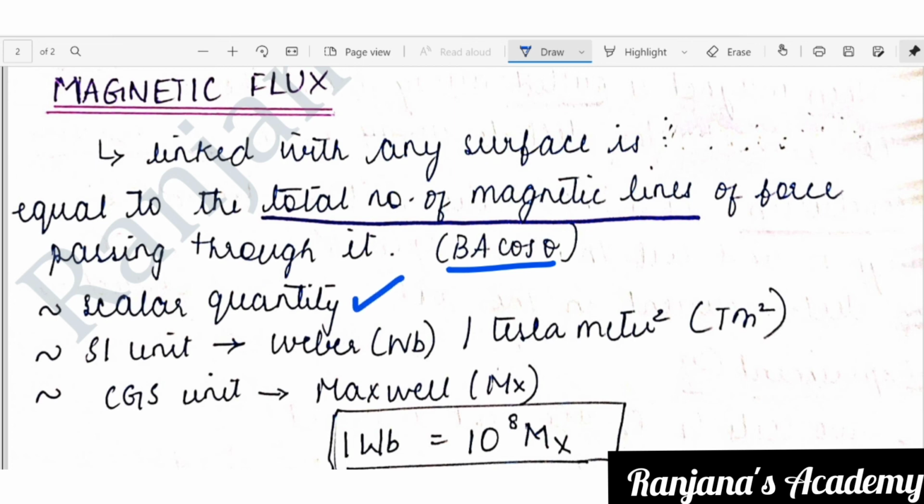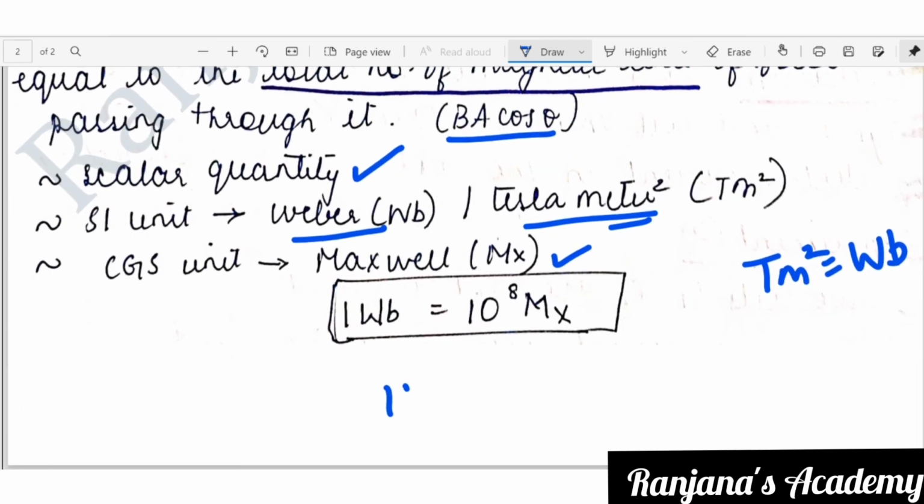The SI unit of magnetic flux is the Weber. Weber is what? Tesla meter squared is equal to 1 Weber. What is the CGS unit of magnetic flux? Maxwell. So 1 Weber is equal to 10 to the power of 8 Maxwells.